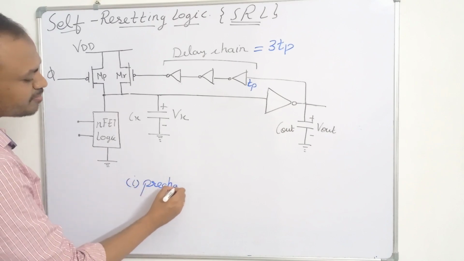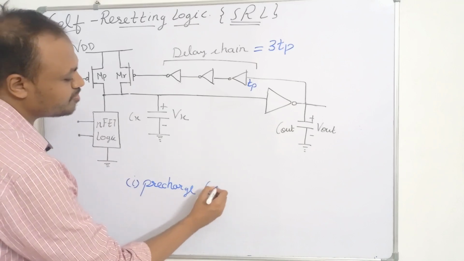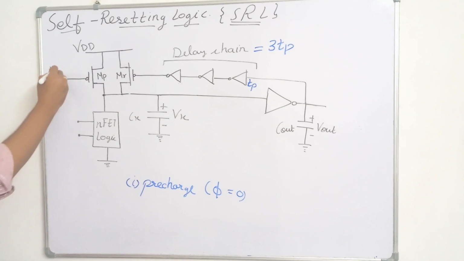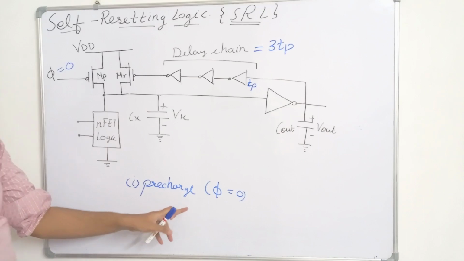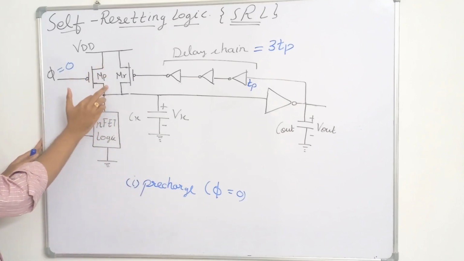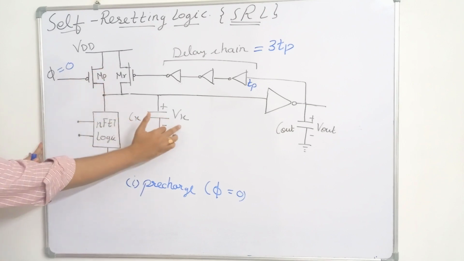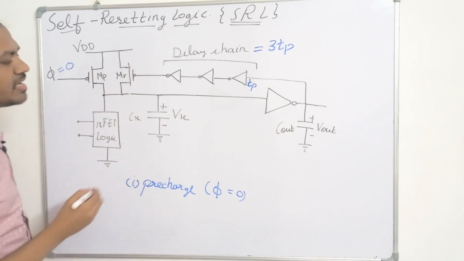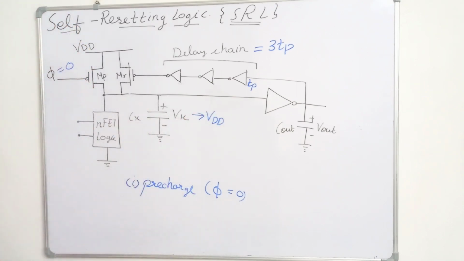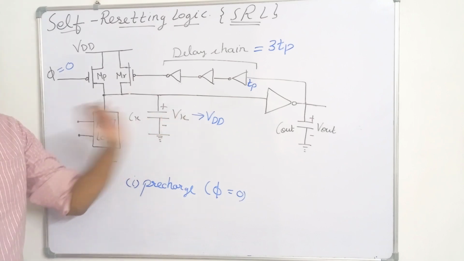There are two phases of operation, pre-charge and discharge. Pre-charge occurs when phi equal to 0. This phi is nothing but your clock signal. So let us understand the working of this self-resetting logic. In the pre-charge phase phi is equal to 0, so this transistor will be on, and this capacitor will charge to voltage VDD. So Vx is equal to VDD.